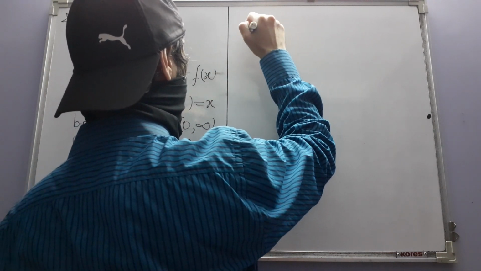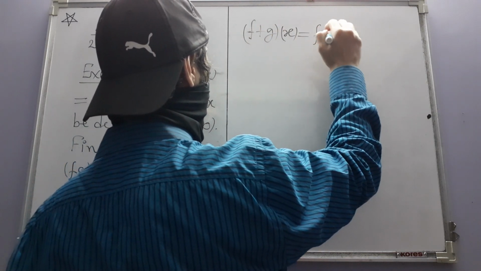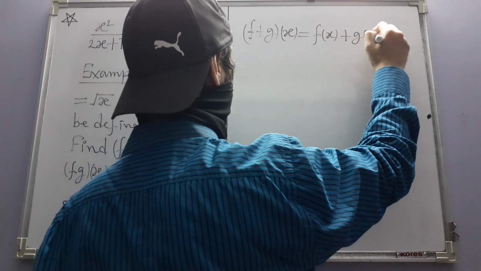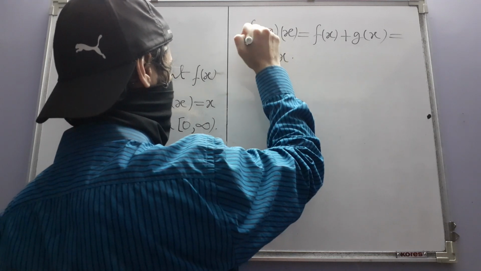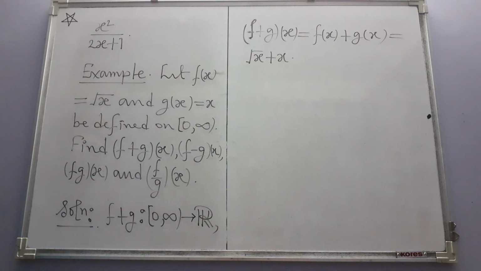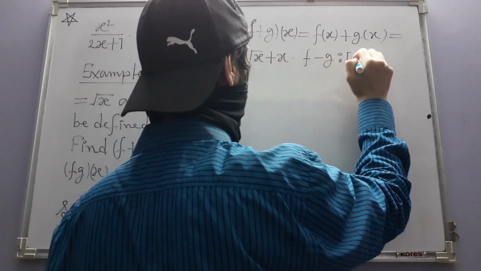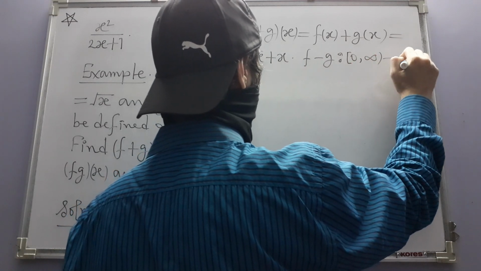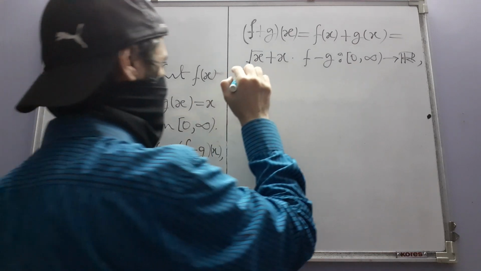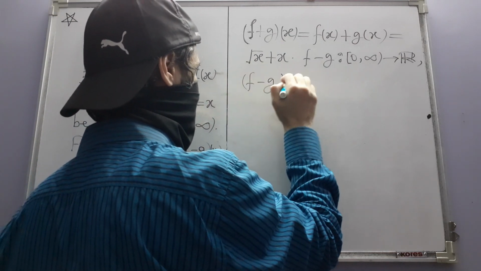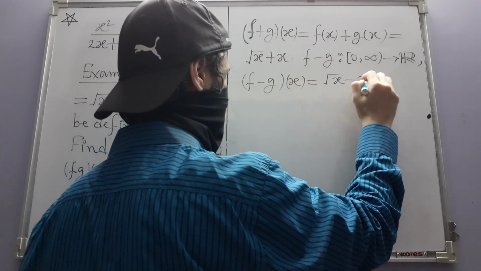f plus g of x is f of x plus g of x, which is square root of x plus x. Then f minus g similarly is a function from the set of non-negative real numbers into the set of real numbers, such that this will be f of x minus g of x, which ultimately is this.